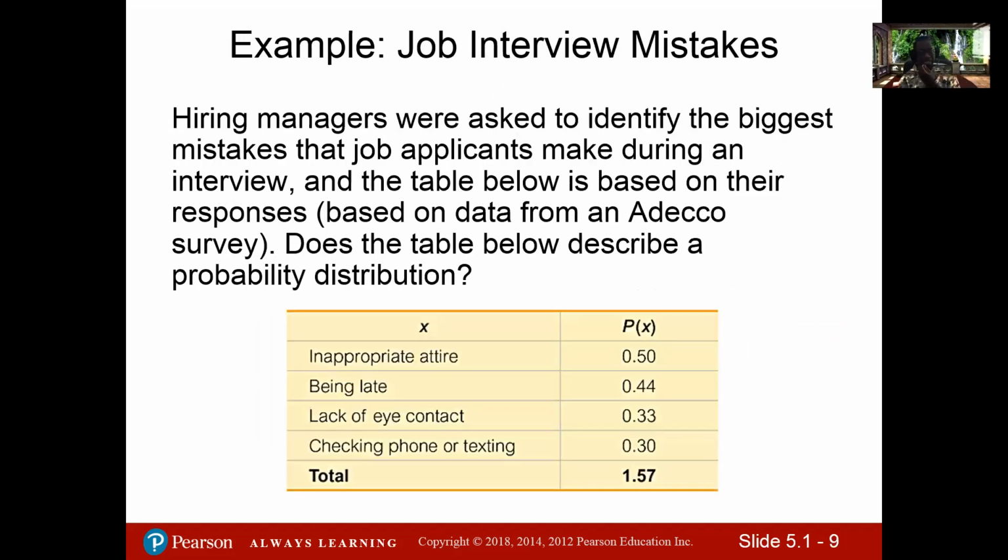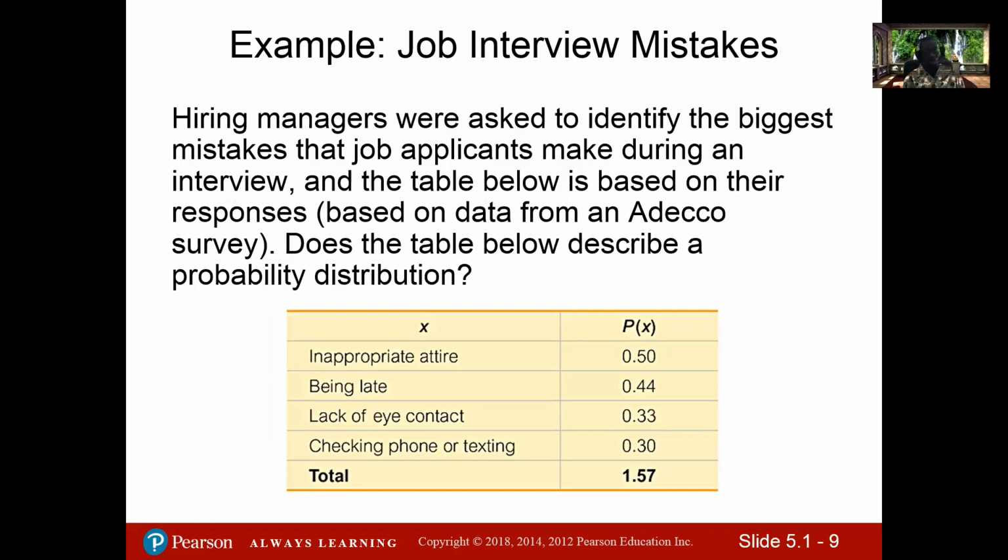So now the question is about job interview mistakes, and I want to know whether this represents a probability distribution or not. In other words, does it satisfy the 3 requirements that we talked about? Hiring managers were asked to identify the biggest mistakes that job applicants make during an interview, and the table below is based on their responses, based on data from our Adecco survey.